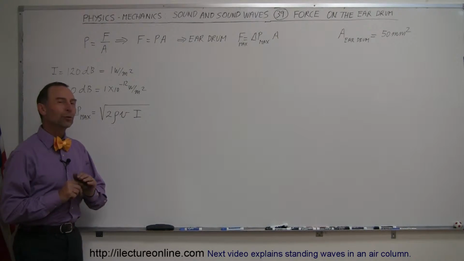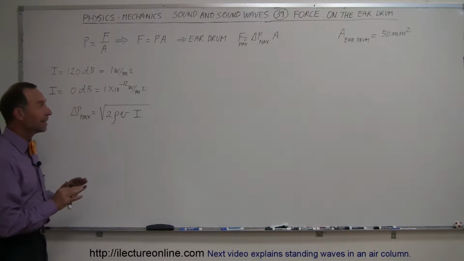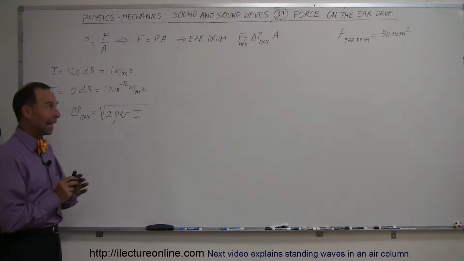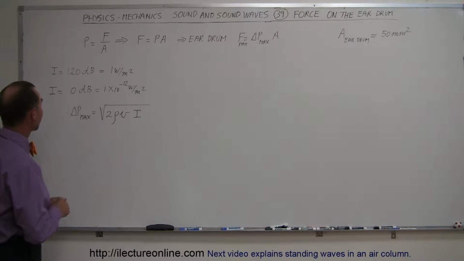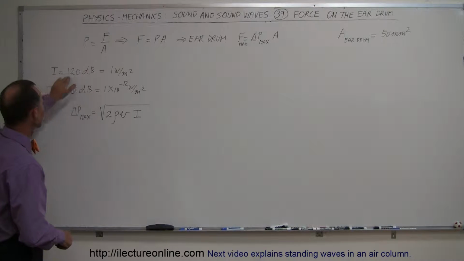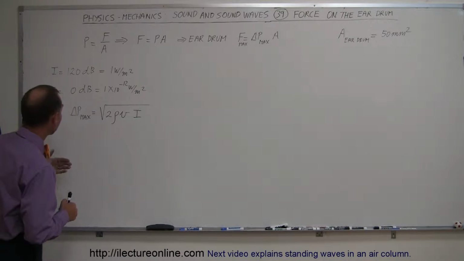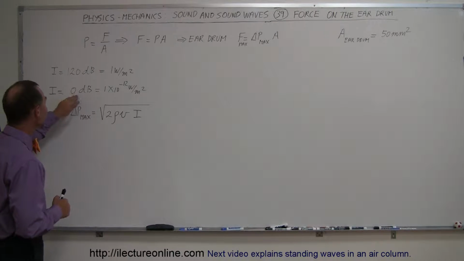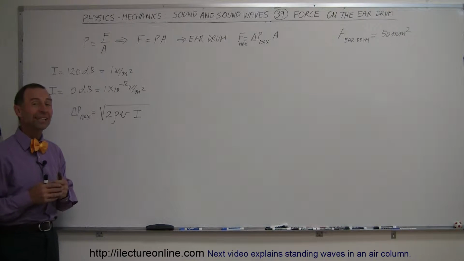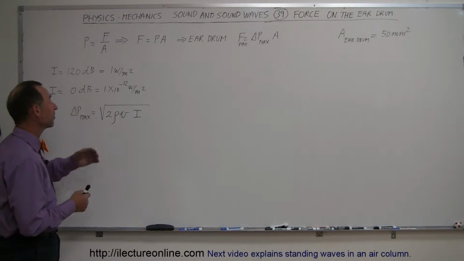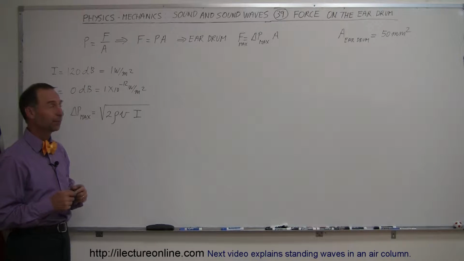In this video, we're going to calculate the force on the human eardrum. And we're going to do it for two types of sounds. A sound with intensity of 120 decibels, which is the threshold of pain, so a very loud sound. And the intensity of the faintest sound that good human ears can hear, 0 decibels, which is 1 times 10 to the minus 12 watts per square meter.